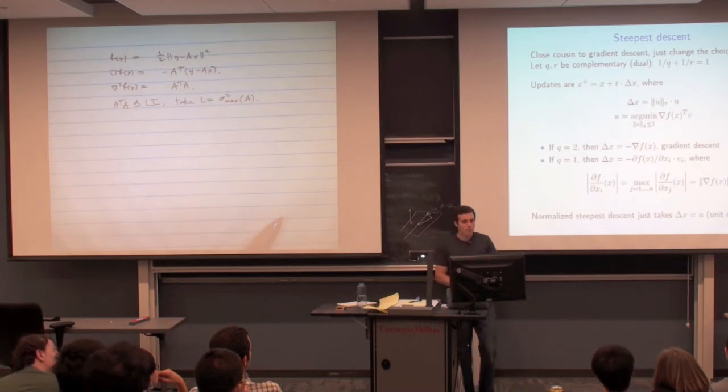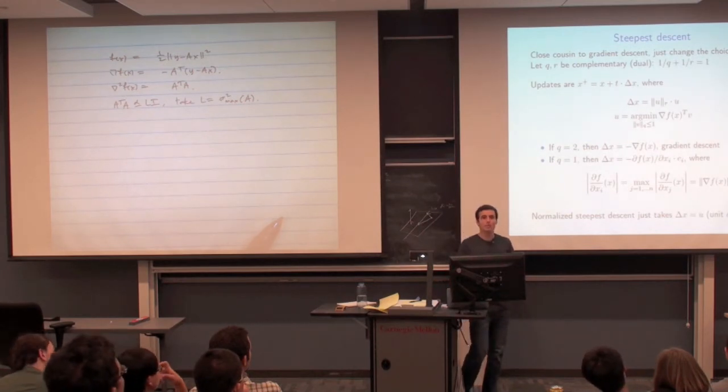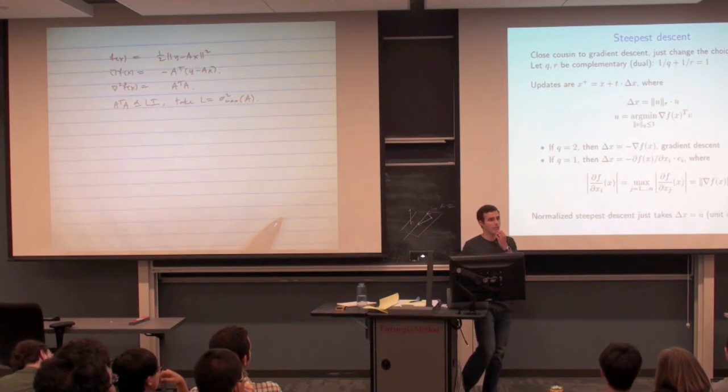So we're going to learn something called steepest descent, which is a very natural extension of gradient descent. And you can read about it in the Boyd and Vandenberghe book.